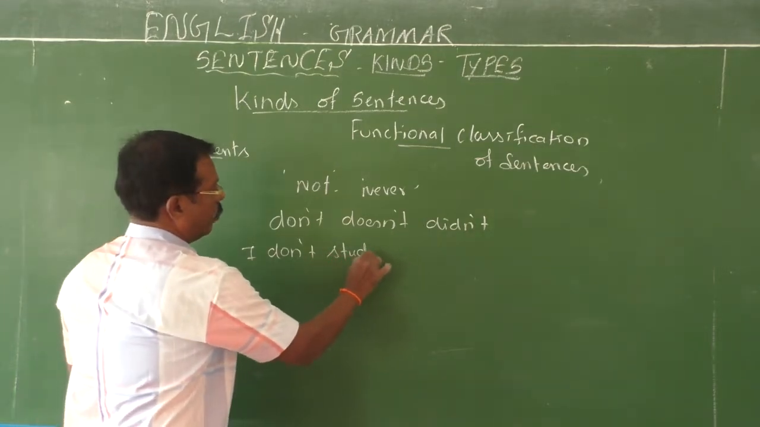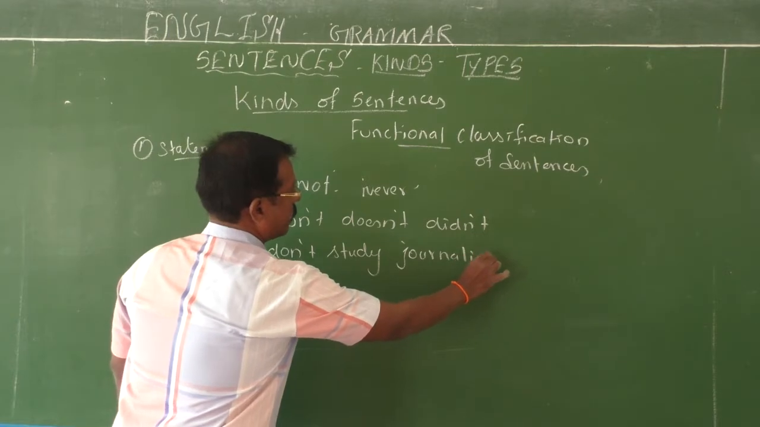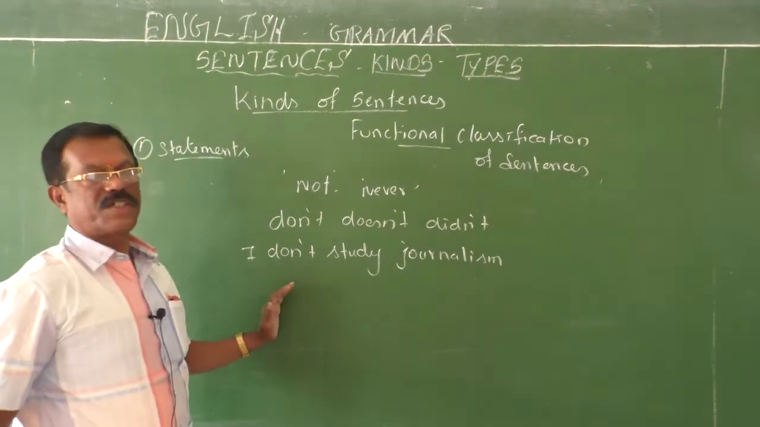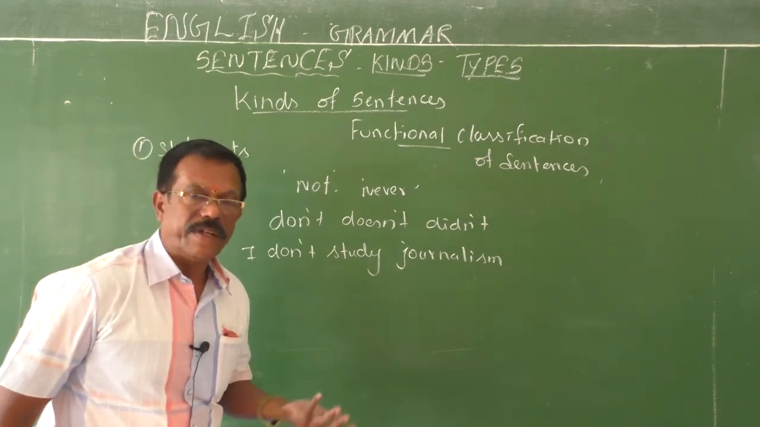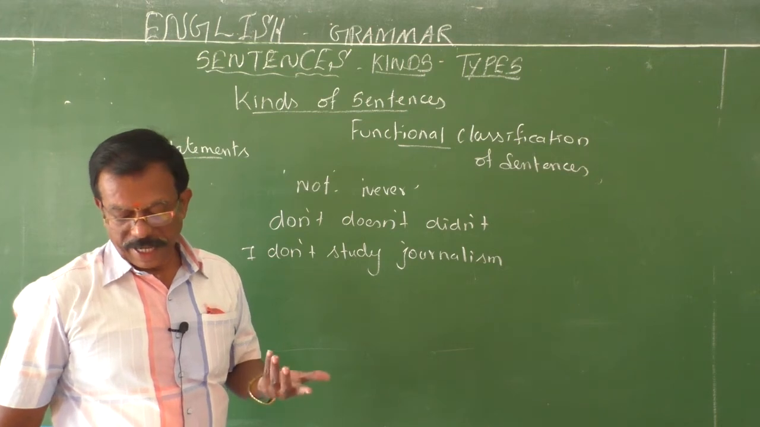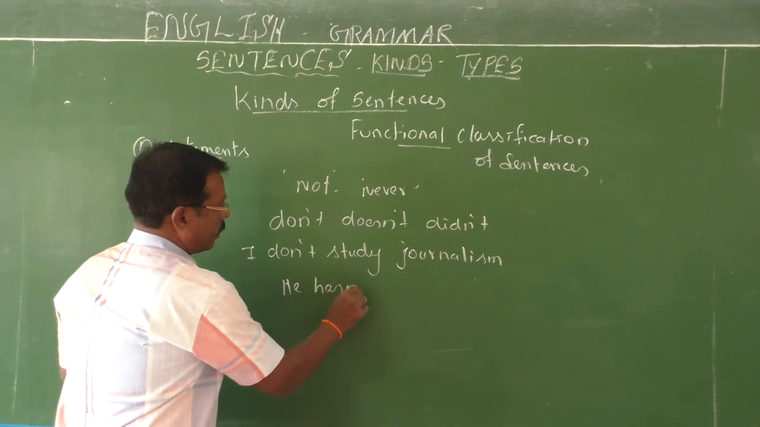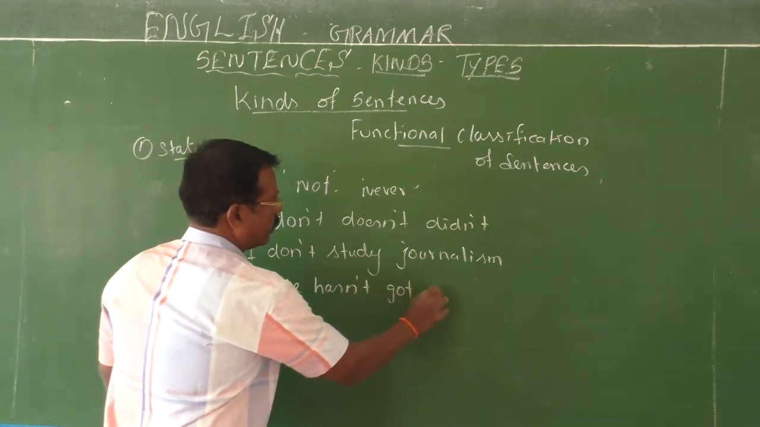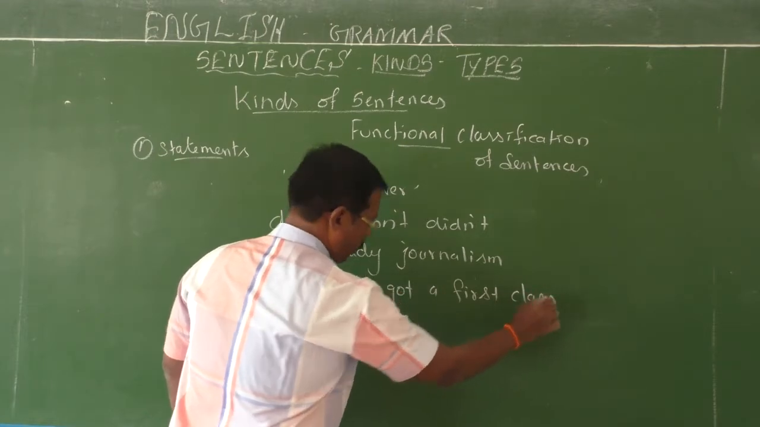I don't study journalism. In this example, this is an example for a statement. It's a negative sentence because it gives you a negative idea. The expression is in the negative form. He hasn't got a first class degree. For example, he hasn't got a first class degree.